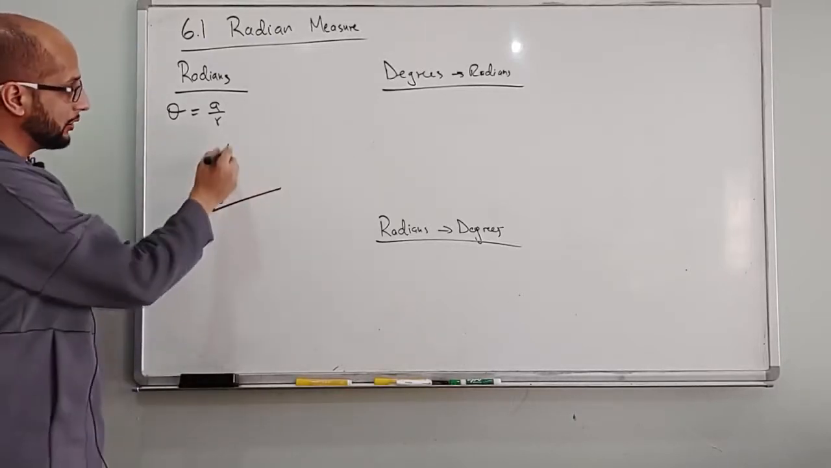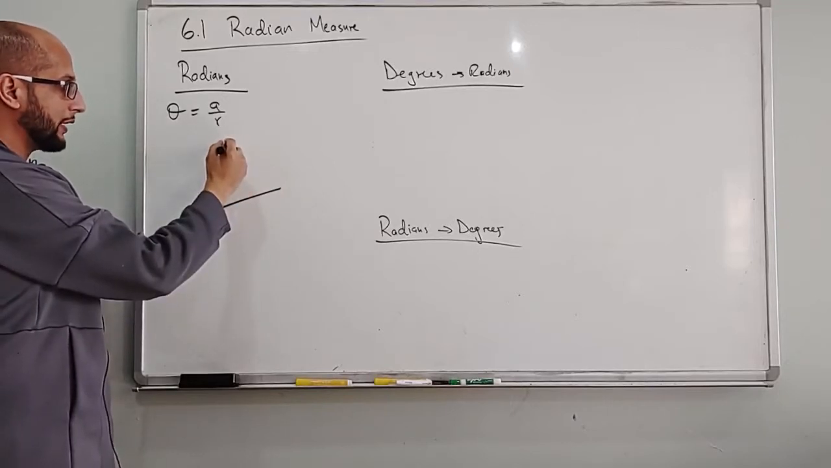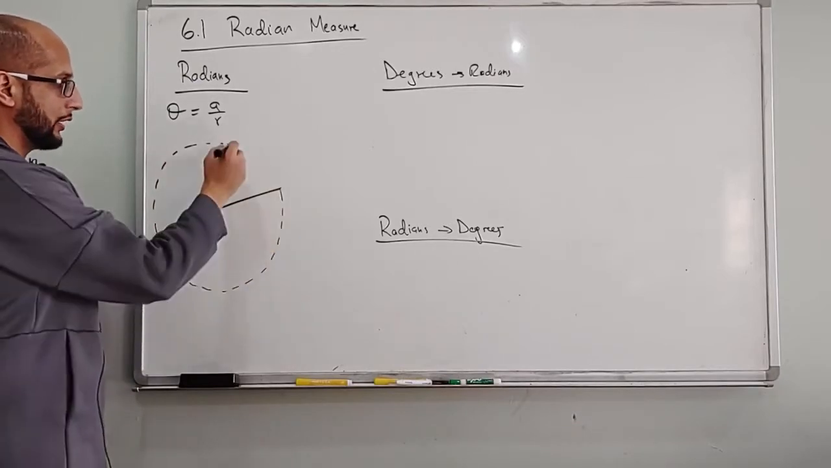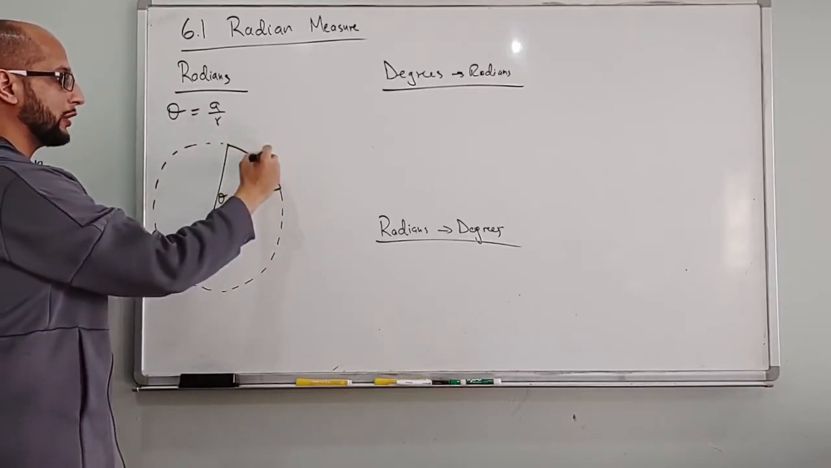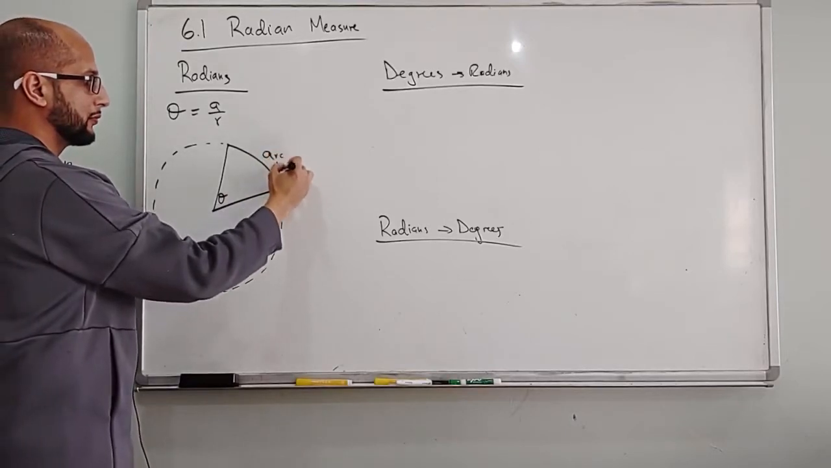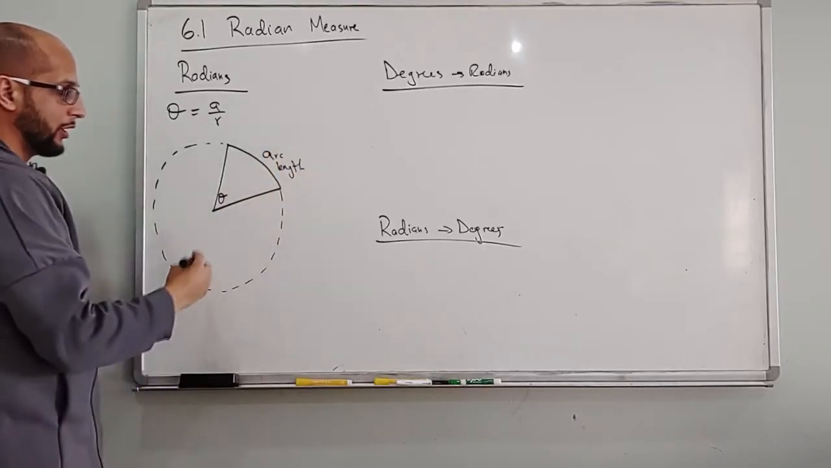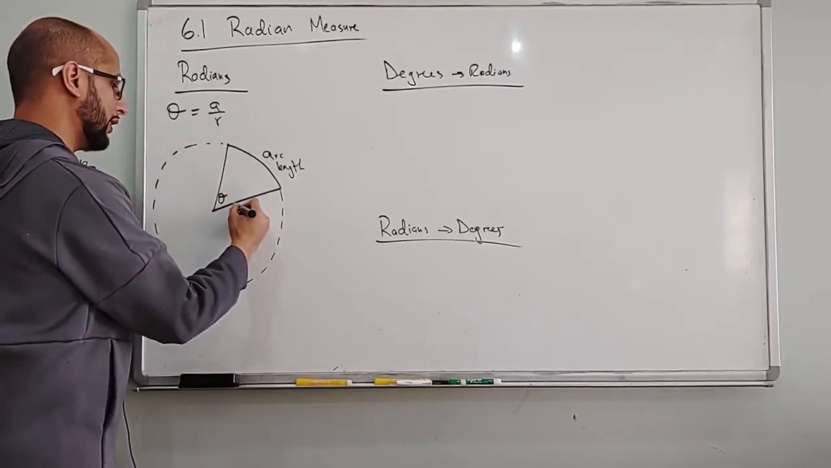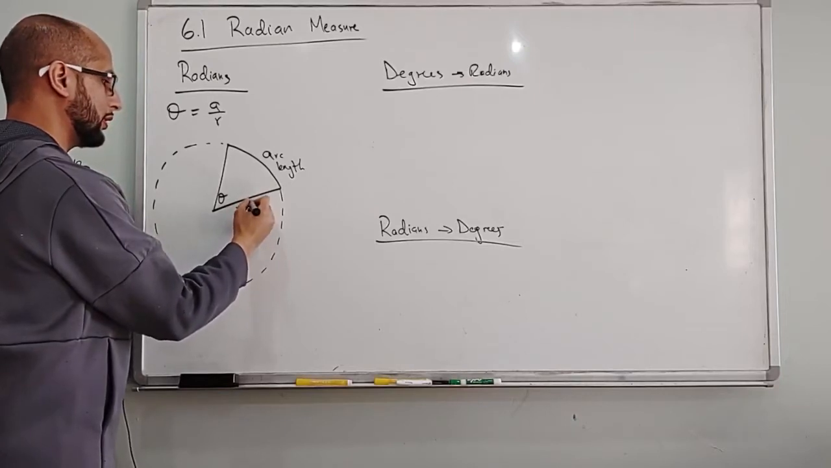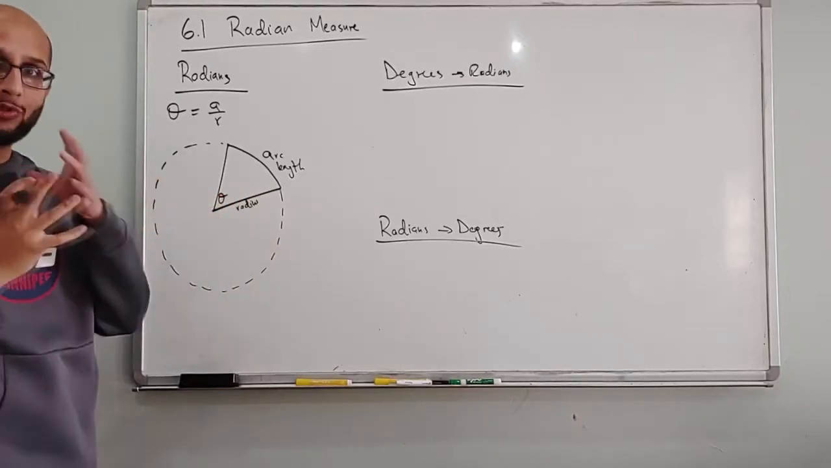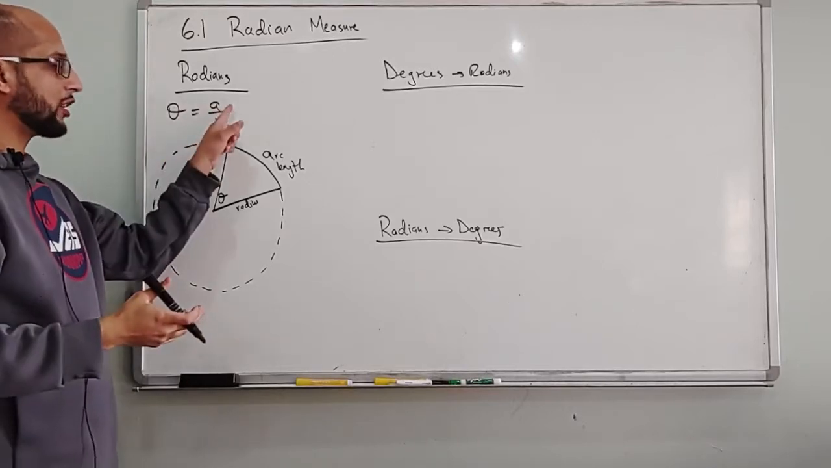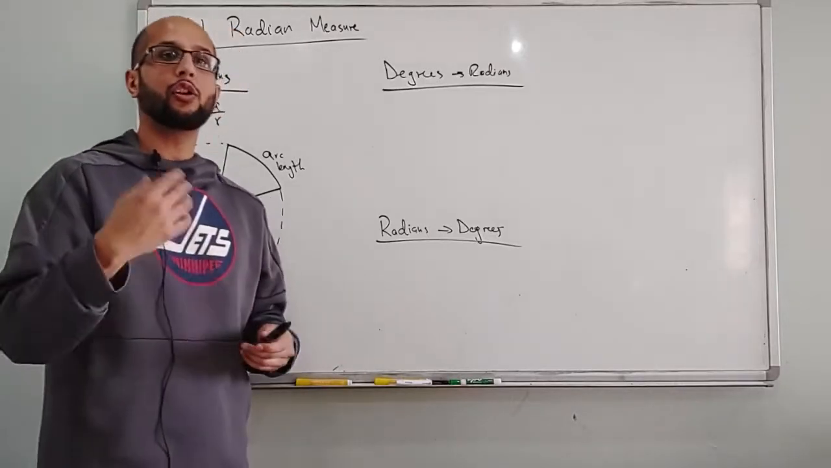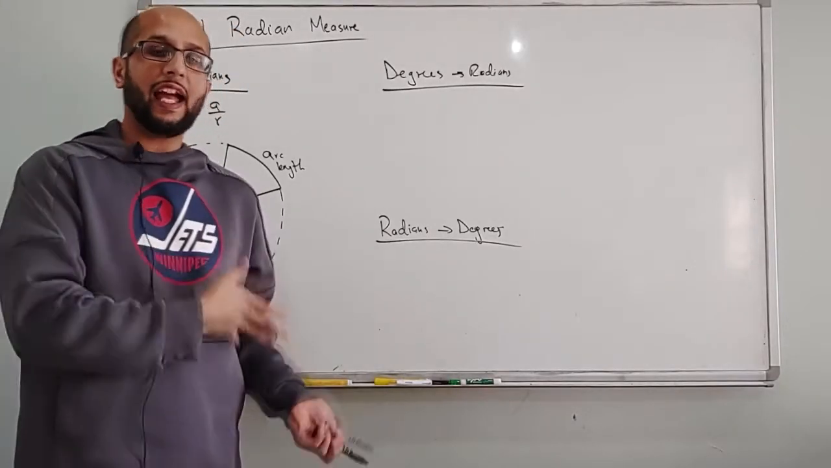So if that's the angle, in any angle that you make, technically it can be made into a circle. And then this part here is called the arc length. Okay. So any angle that we make will have an arc length and a radius. So the measure of that angle in radians is just going to be considered the arc length divided by the radius. So any angle can be represented using degrees and radians.